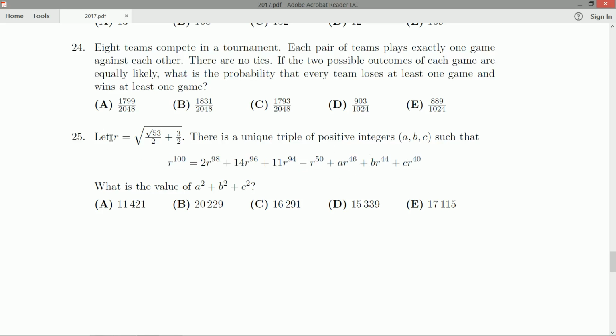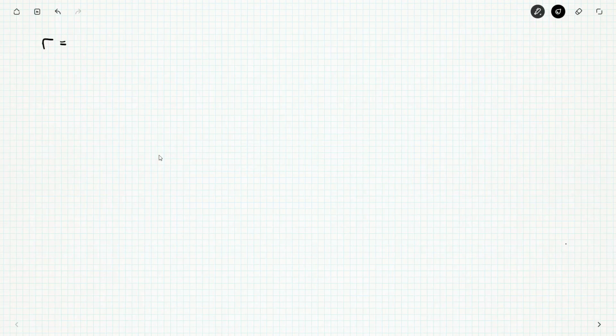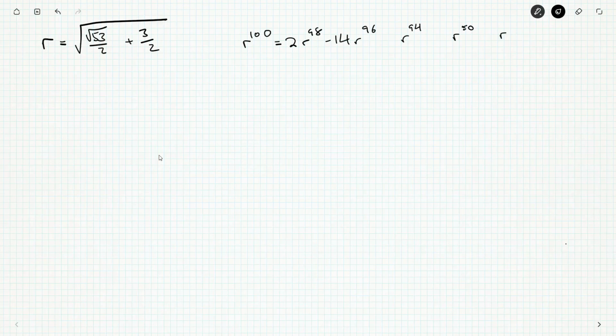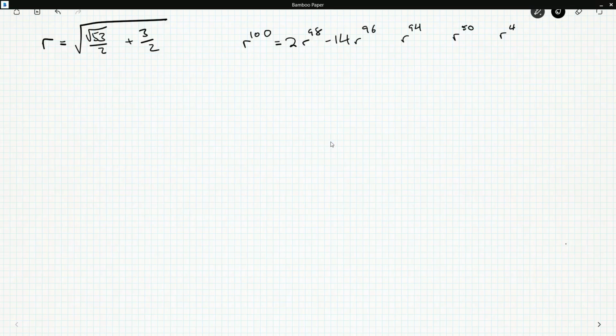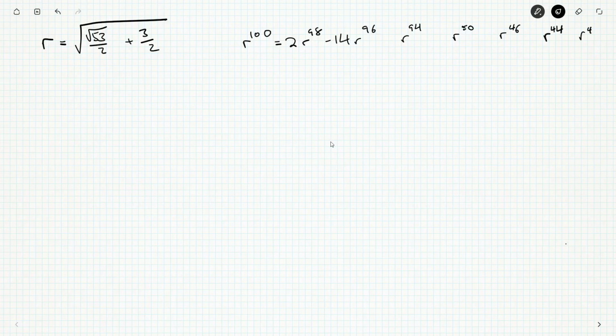Boy, okay. So r is equal to square root of something. Let's copy down what r is and this equation, and we'll see if we have some thoughts on it. So it's quite odd that we've square rooted r. And I don't like the 53 there either. We also have r to the 100 is 2r to the 98, and then I think it was minus 14. I know it was 96 and then 94, and then it makes a weird jump down to 50. And then, is it 58 or 50? Not 58, 48 next? 46, 44, and 40.